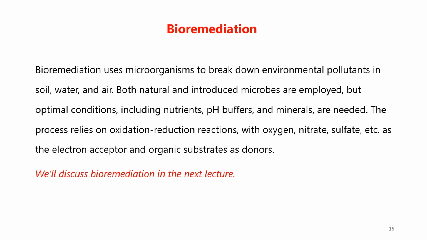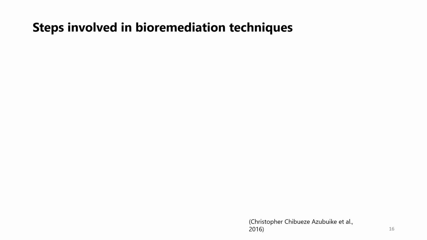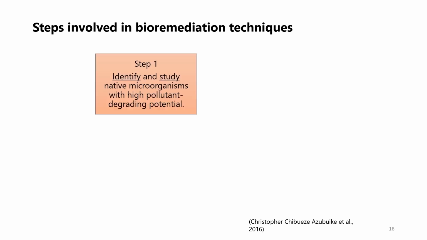Both natural and introduced microbes are employed, but optimal conditions including nutrients, pH buffers and minerals need to be worked out. The process of bioremediation relies on oxidation reduction reactions with oxygen, nitrate, sulfate etc. as the electron acceptor and organic substrates as donors. So, in the next lecture we will be discussing bioremediation in detail. Some of the steps involved in bioremediation techniques are as follows.